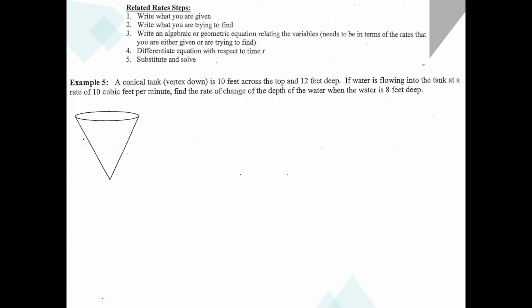Example 5. This is a conical tank, vertex down, 10 feet across the top and 12 feet deep. If the water is flowing into the tank at a rate of, and this is the rate, 10 cubic feet per minute, find the rate of change of the depth of water when the water is 8 feet deep. So change of depth.